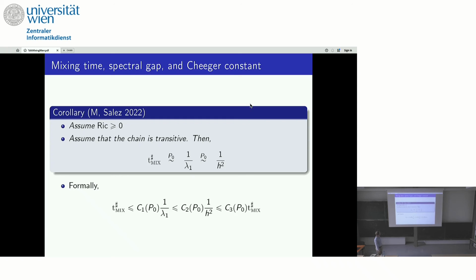One last consequence of this is that in case of non-negative Ricci curvature, we have precise control between this average mixing time, the spectral gap and the Cheeger constant. They coincide up to a factor only depending on P0. That's just a consequence of the theorem, and some of the directions hold true for general graphs.